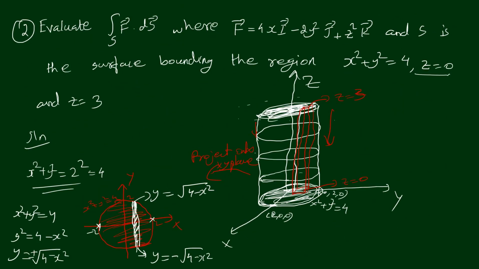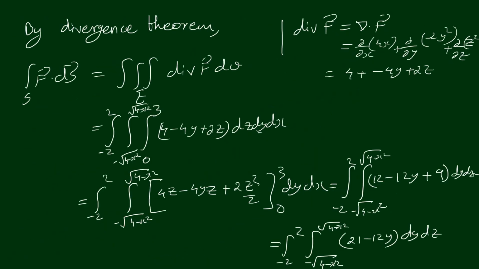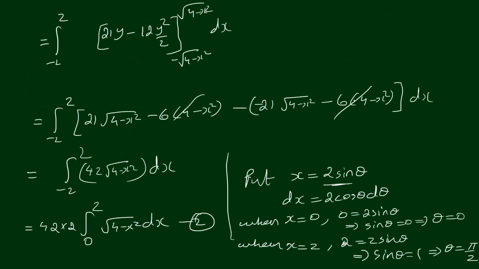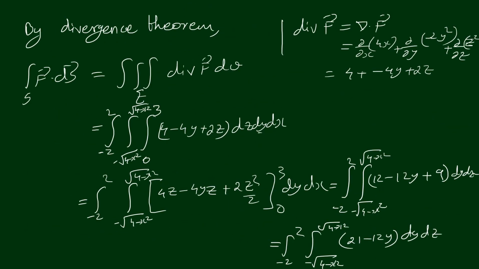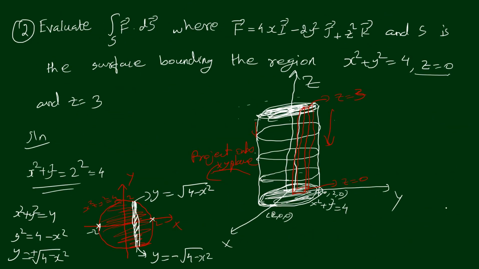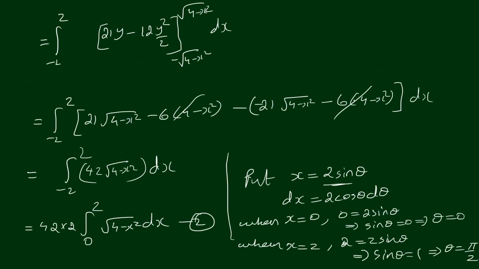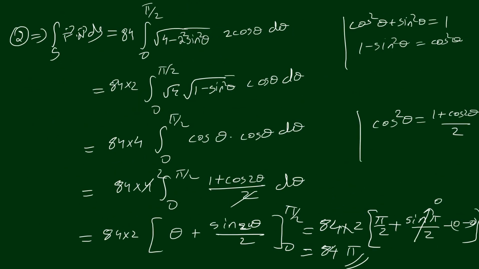By Gauss divergence theorem we got the surface integral. The surface integral of the cylindrical portion is equal to 84 pi. If you directly go for the surface integral, you need to do three surface double integrations separately, so it is better to use the Gauss divergence theorem. By the Gauss divergence theorem, we will get the answer easily. Only the integration part is a little bit lengthy, so for that you have to know these results. I think you already studied this at school level.